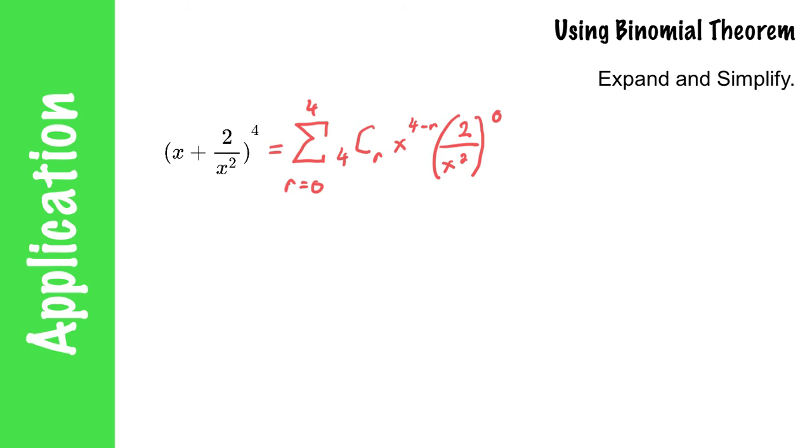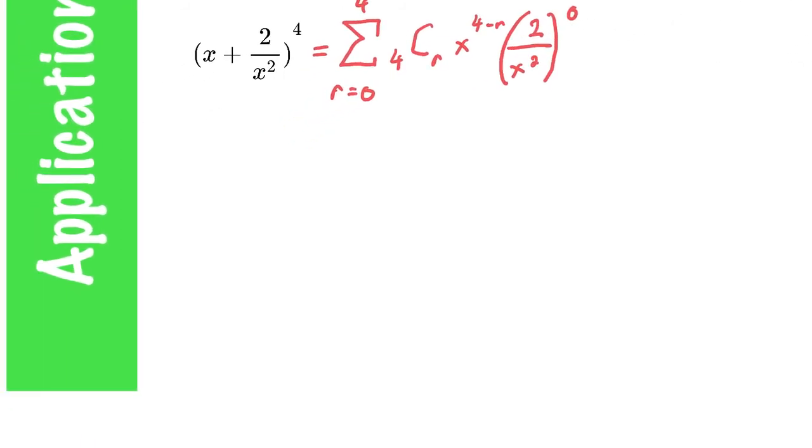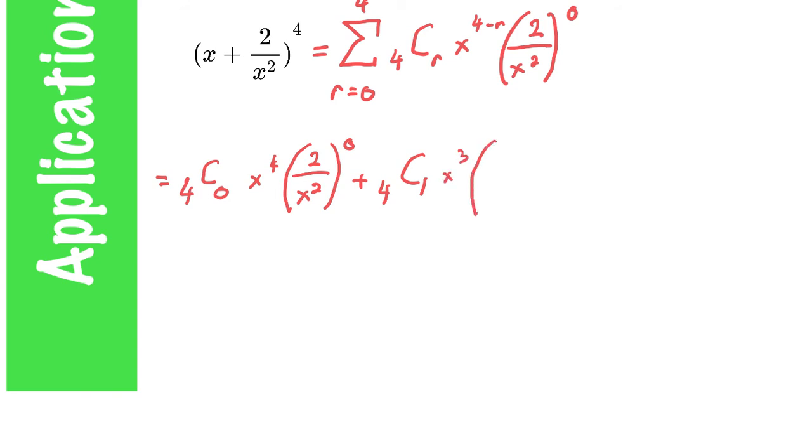Okay, so I'm going to try to be neat here. So 4 choose 0, x to the 4, 2x squared to the 0. That's our first term. 4 choose 1, x cubed. The second term increases from 0 to 1.